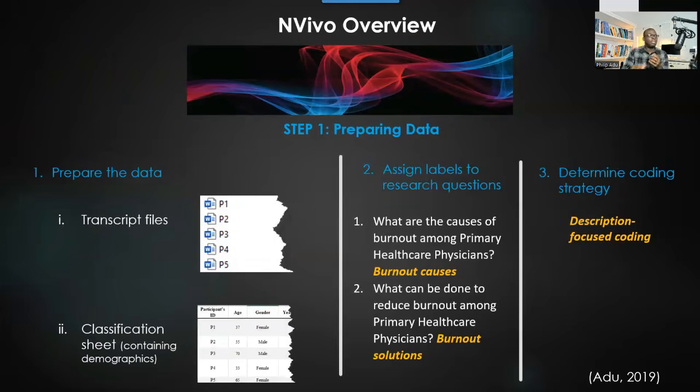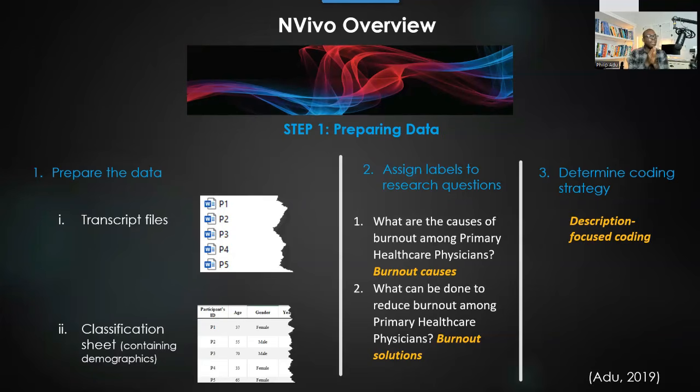So the data preparation is looking at your transcript. Let's say you have 5 participants. You go through the transcript, you make sure that you take out any identifiable information, and then you can give them labels. So I gave mine P1, P2, P3, P4, P5, right? And the file name should be the same as the label that you give to the participant, just to help you to know that this file is for participant 1, this file is for participant 2, this file is for participant 3.